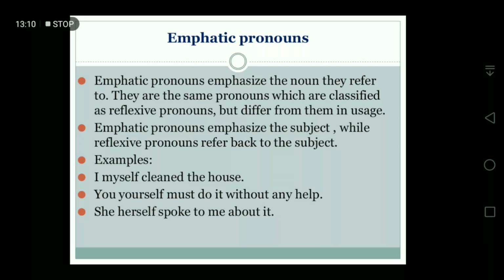Clear? The reflexive pronoun can be used anywhere in the sentence: at the beginning, in the middle, at the end, only to refer to the noun. But with emphatic pronouns, if you want to give emphasis to a particular noun, you use them right after the noun in a sentence. So, I myself, you yourself, she herself, he himself, in this way.